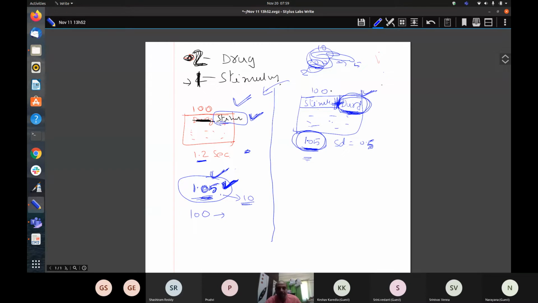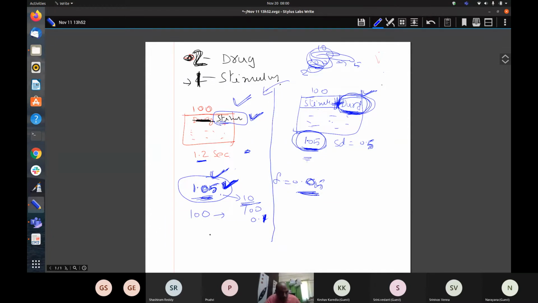this drug is not significant because the alpha we have taken is 0.05. What is the p-value here? 10 by 100 is 0.1. Alpha is 0.05. 0.1 is greater than 0.05. So we accept the null hypothesis and say this drug is not significant.